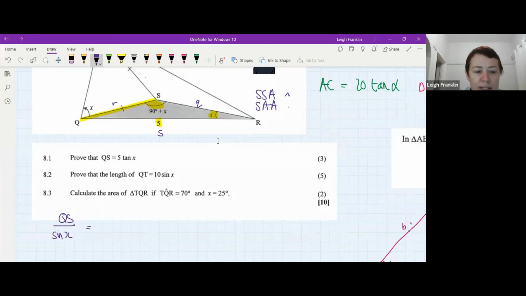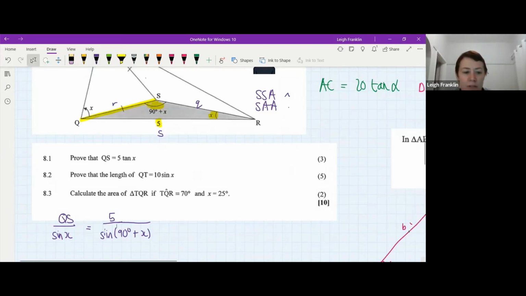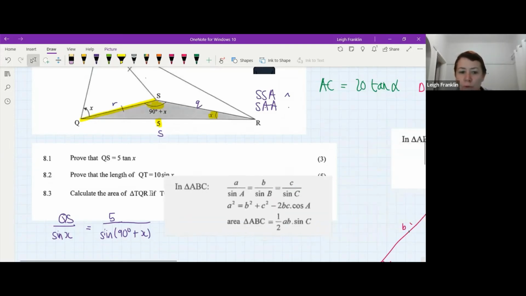to, now I put a side at the top, so in my next fraction I must also put a side at the top. So in this case, it's going to be 5 over the sine of 90 plus x. Does that make sense to everybody? So I'm subbing into the sine rule.